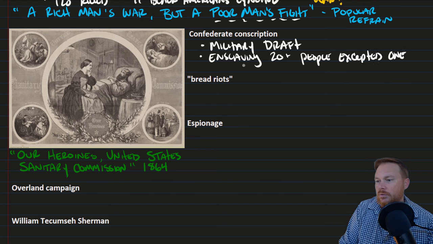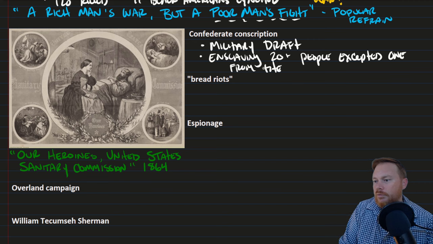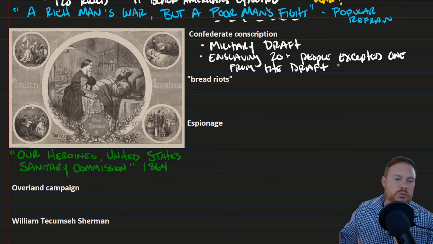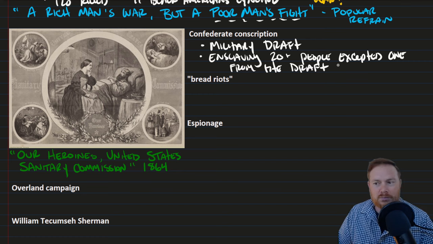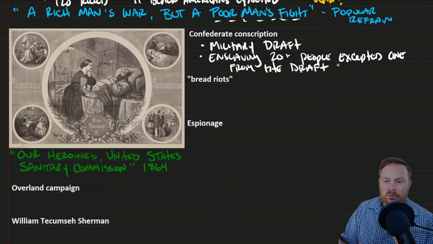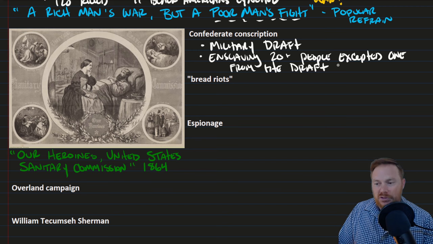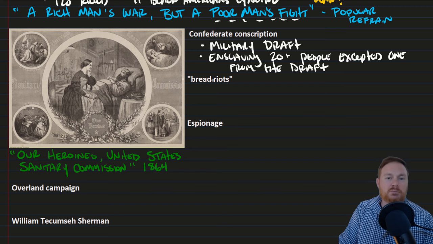One from the draft. Meaning that slave owners that enslaved more than 20 people, those people were exempt from the draft. But to show a little bit more the side in which the South especially suffered given the material conditions, you had a series of bread riots that broke out across Confederate cities.